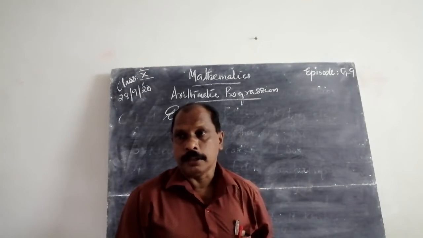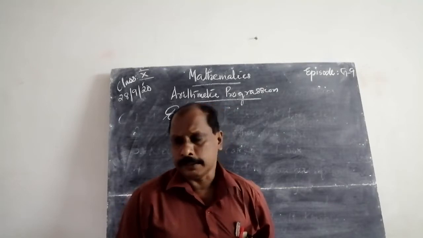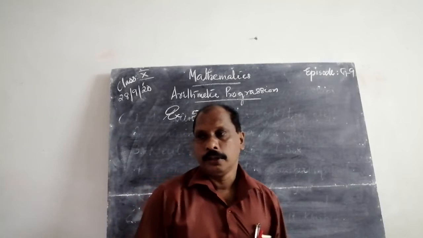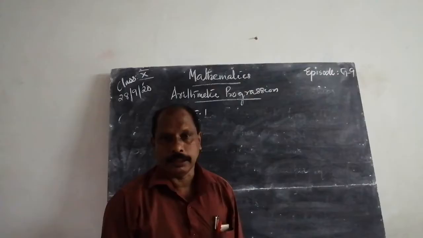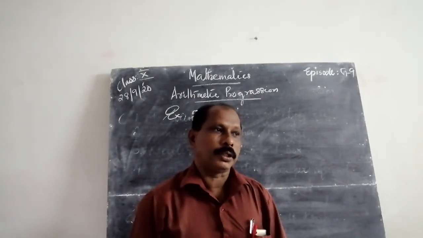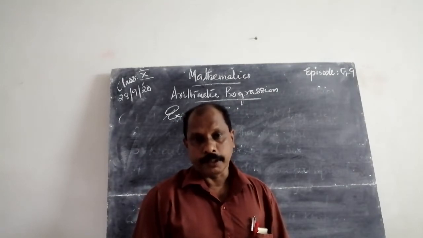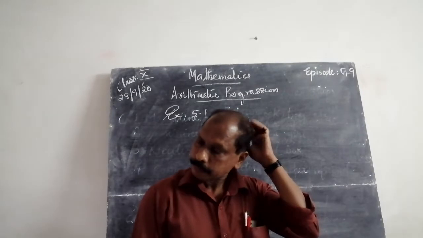It is obtained by subtracting any term from its next term, that is a5 minus a4, or second term minus first term, or third term minus second term. They are equal. It is an arithmetic progression, and if d is positive it is an increasing progression, and if d is negative it is a decreasing one.